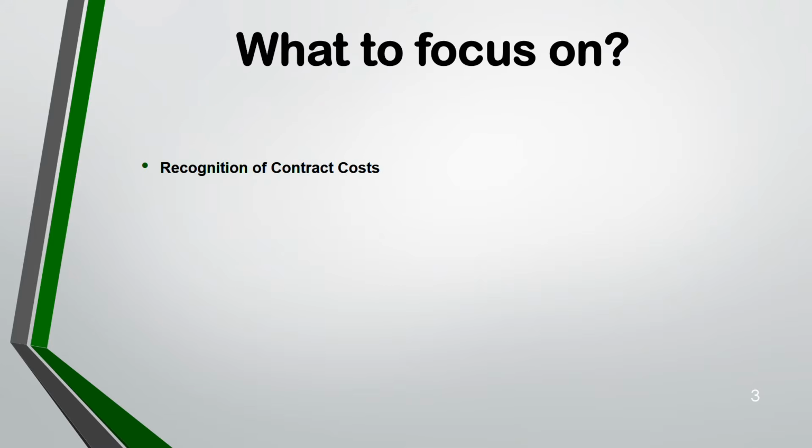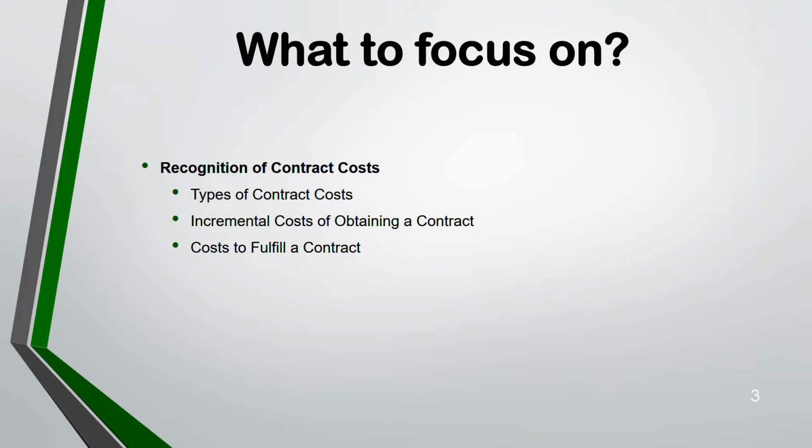Then how do you recognize the contract cost? The title of the standard is revenue from contract with customer. If there is a contract, there will be cost also. So that contract cost also you have to take into account and recognize. Number one, the types of the contract cost: incremental cost of obtaining and cost to fulfill a contract. There are two types. One is incremental, one is cost to fulfill contract.